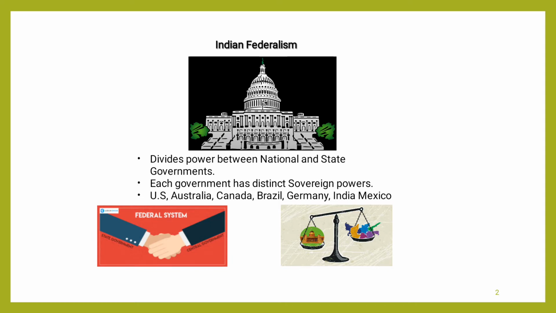It clearly states that there is a division of power between the center and state, and each government, that is the central government as well as the state government, have their distinct sovereign powers. Countries like USA, Australia, Canada, Brazil, Germany, India, and Mexico have a federal structure of government. Also, new additions have been made, like Sri Lanka, South Africa, Nigeria, they also follow the federal structure.